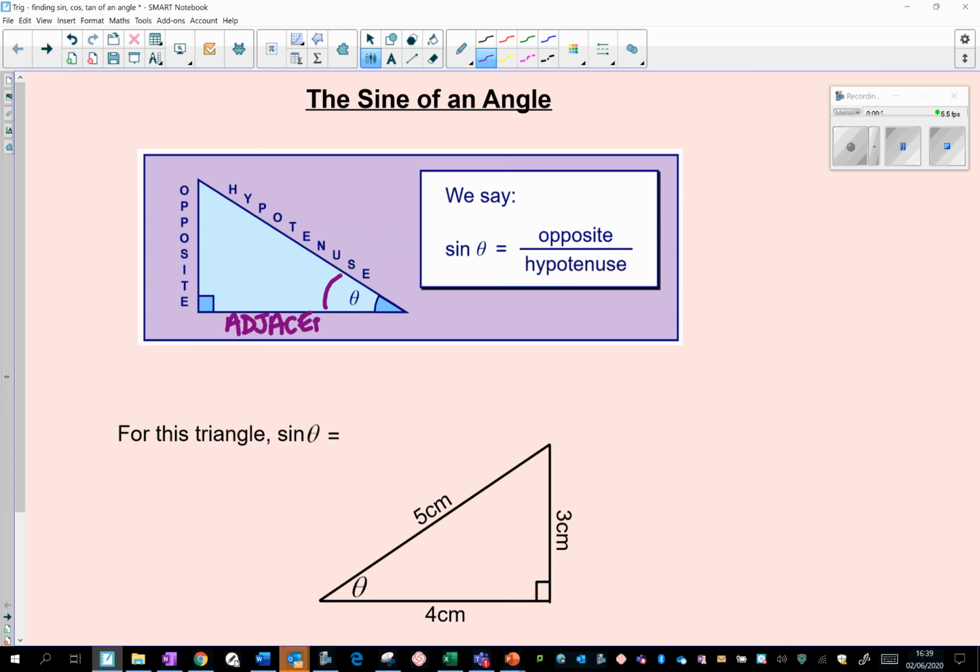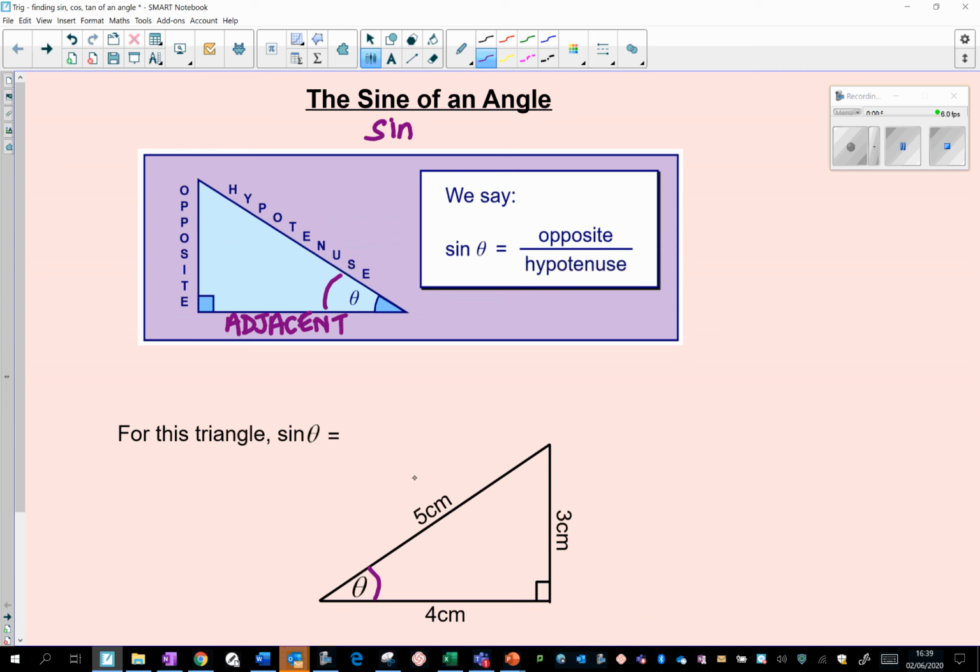And the definition of the sine of an angle, and we often shorten that to sin, and you might have seen that on your calculator, the sine of an angle is always the length of the opposite side divided by the hypotenuse. So if we look at the example below, here's angle theta.